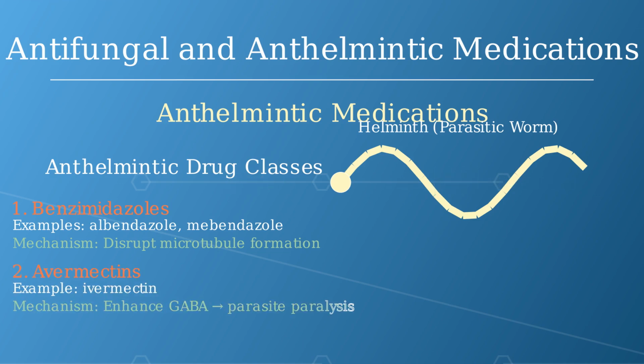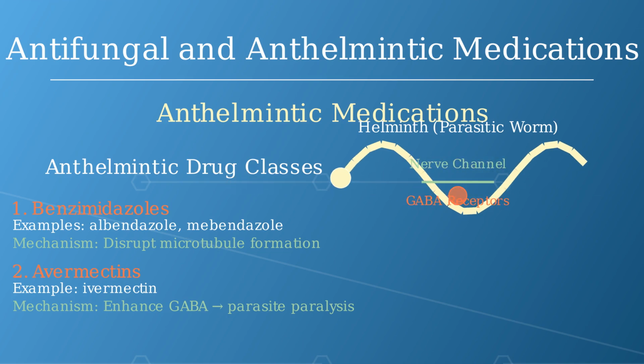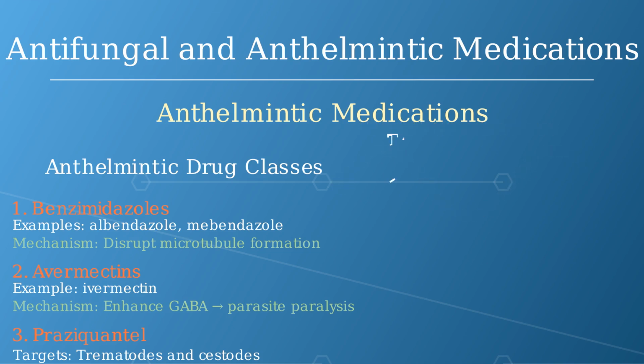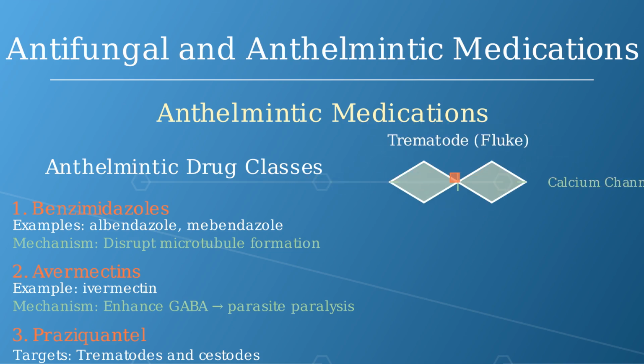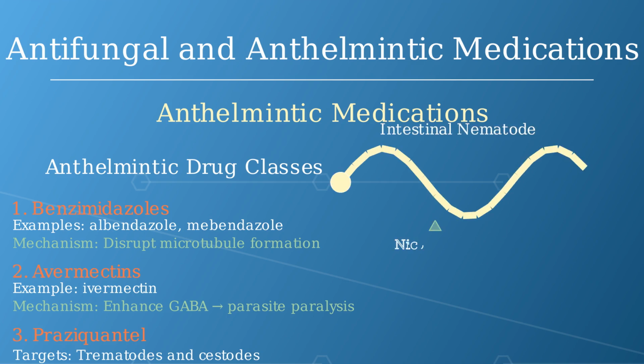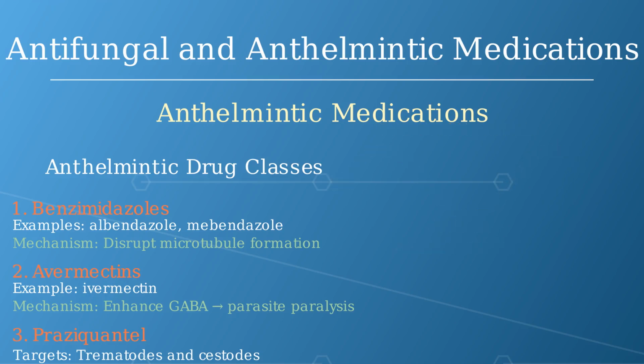Avermectins, like ivermectin, enhance GABA neurotransmission in helminths, causing paralysis. Praziquantel is effective against trematodes and cestodes by increasing calcium permeability in their cell membranes. Pyrantel pamoate is effective against intestinal nematodes by causing spastic paralysis. Drug selection for helminth infections depends on several factors, including the specific parasite species and the site of infection.